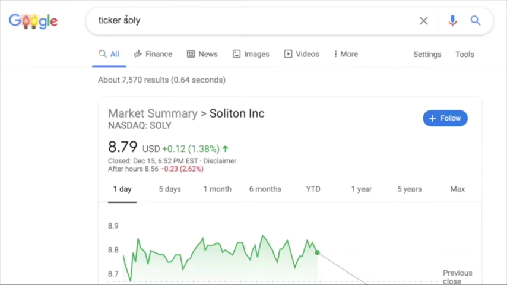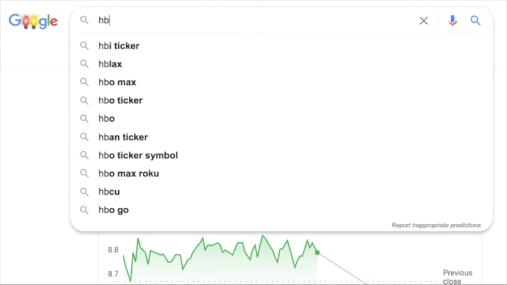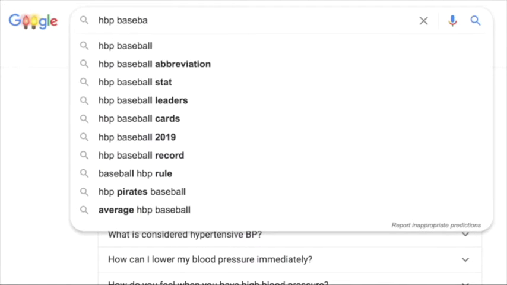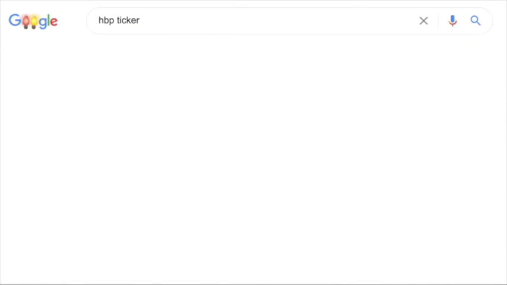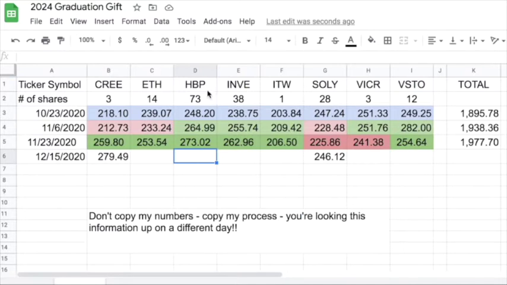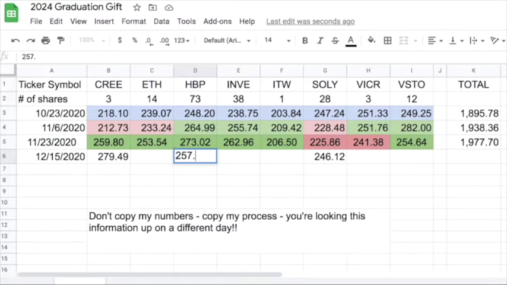You always have to have the word ticker before you put the ticker symbol. If you just search HBP by itself, you'll come up with high blood pressure. As soon as you put in ticker, it'll bring you our company. $3.53. We have 73 shares. 73 times $3.53 per share, $257.69. Okay, this has gone down from where it was last month, but it's still up from where we bought it.